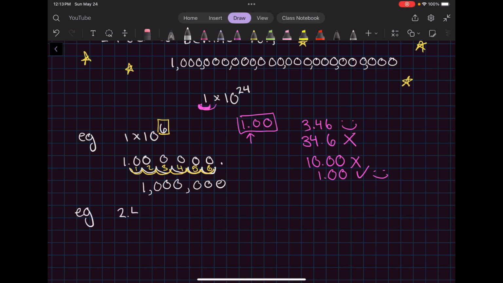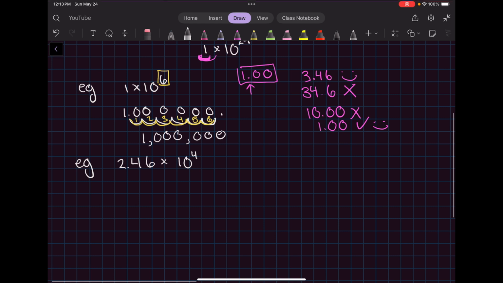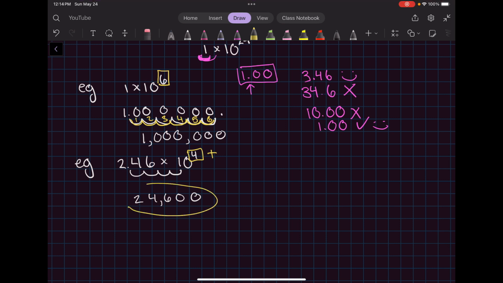Let's do 2.46 times 10 to the 4th power. So what I'm going to do is move this decimal spot over 4 little jumps. So 1, 2, 3, 4. I'm going to have 2 zeros there. So 2, 4, 6, 0, 0. That's going to be 24,600. So when you have a positive exponent, your number is going to get a lot bigger.